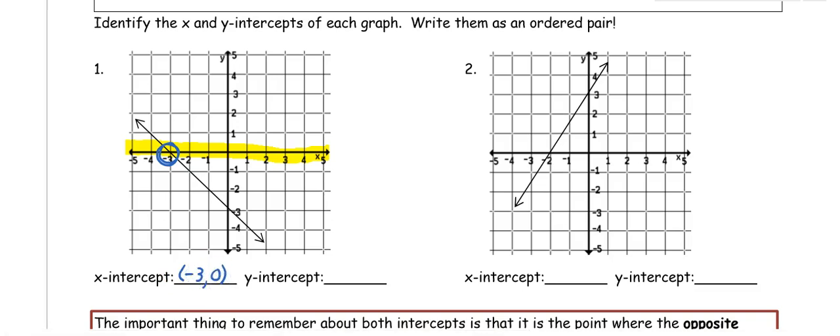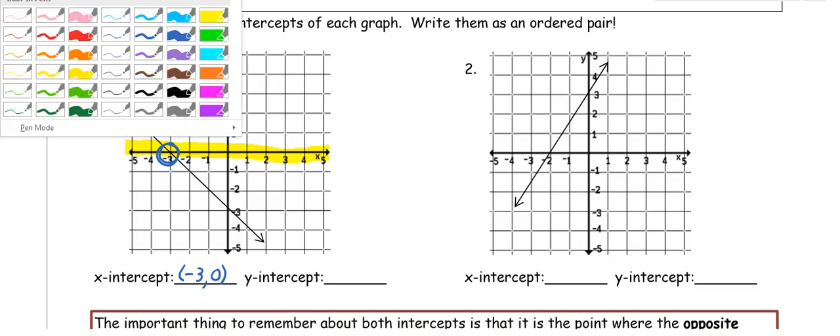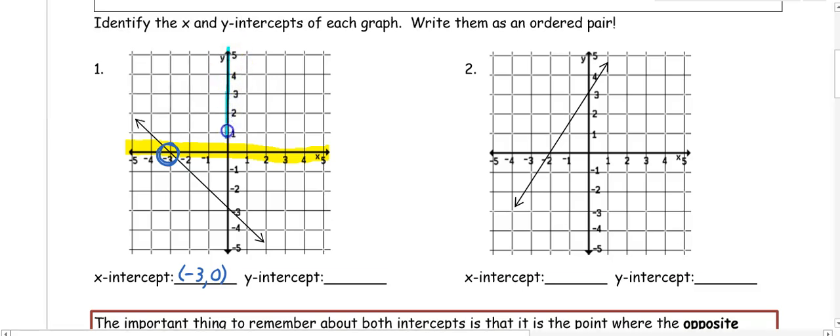The y-intercept is where it crosses the y-axis, and we should be familiar with this from graphing before when we were doing slope-intercept form. So in this case, when it crosses the y-axis, it's also at -3. This time the 0 coordinate is going to be for x, and then -3 is the y-coordinate. So whichever intercept you're looking for, the other coordinate is going to have a 0 with it.